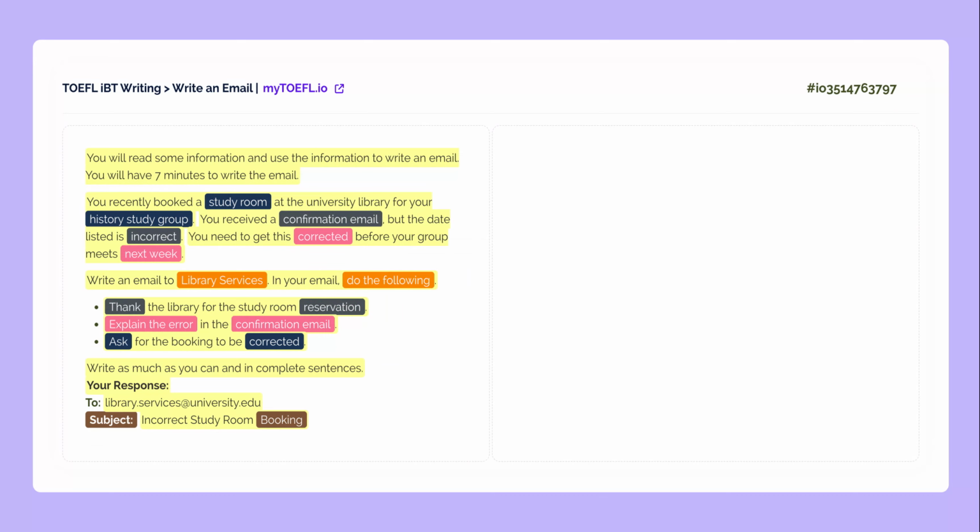Dear Library Services. We begin with Dear, which is the standard formal opening for an email when you want to show respect. Then we add the name of the department, Library Services, to specify who we are contacting. Notice the comma at the end, which is the correct punctuation for a formal greeting.